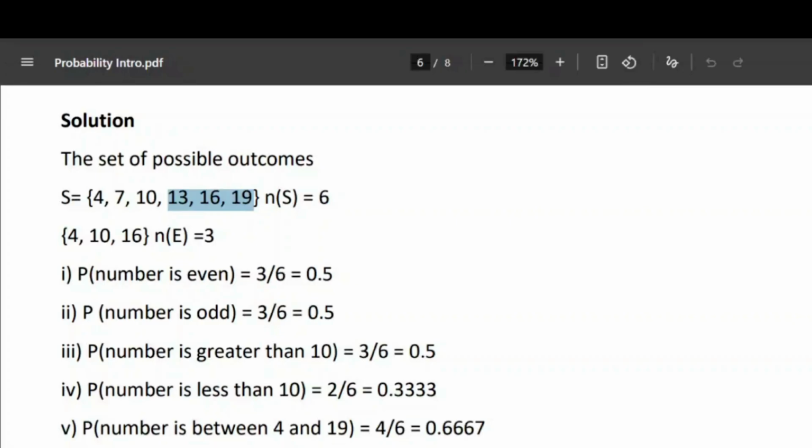The number is less than 10. So where are the numbers less than 10? We have 4 and 7 that are less than 10.